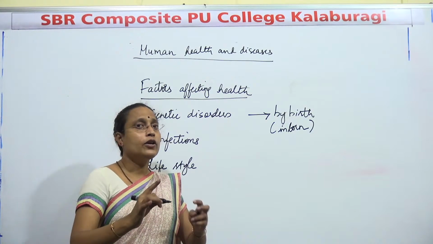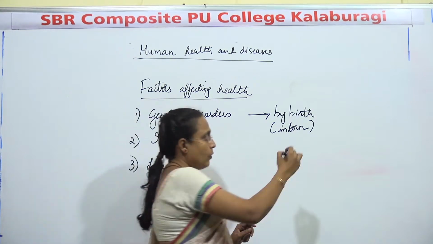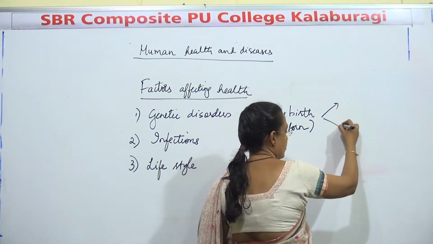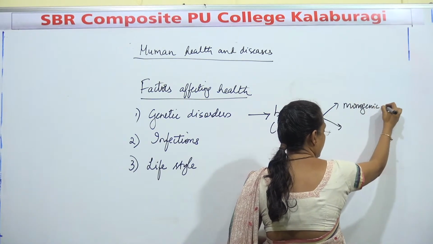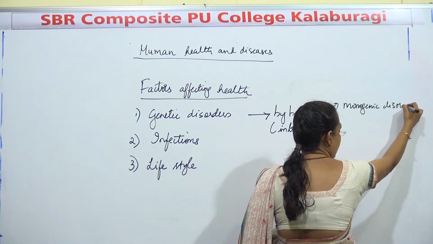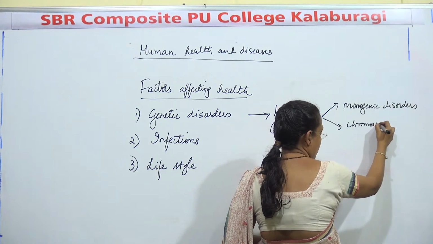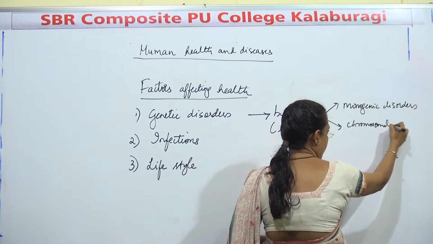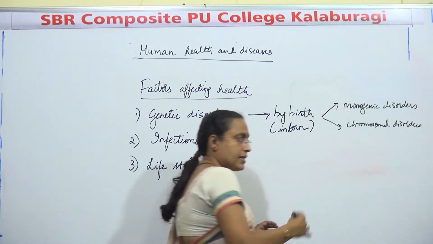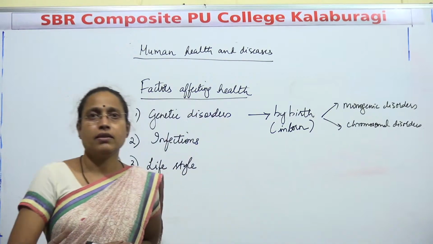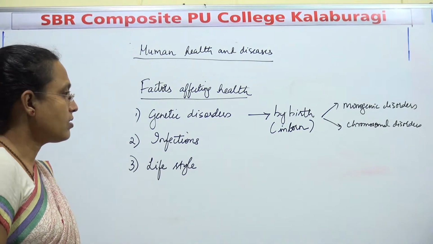You have studied two main groups of inborn diseases already. One is gene disorders, that's monogenic disorders, which is also called genetic disorders. And second is chromosomal disorders. This will be present in an individual by birth itself. So that is why it's called genetic disorders.